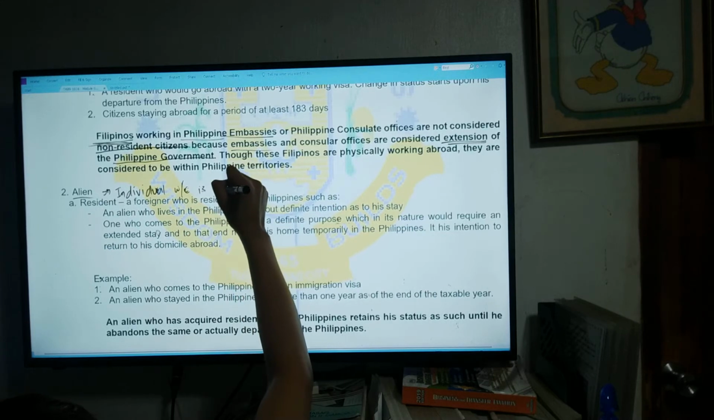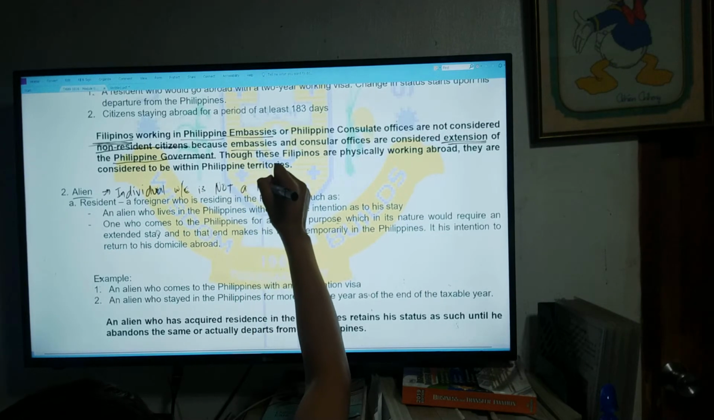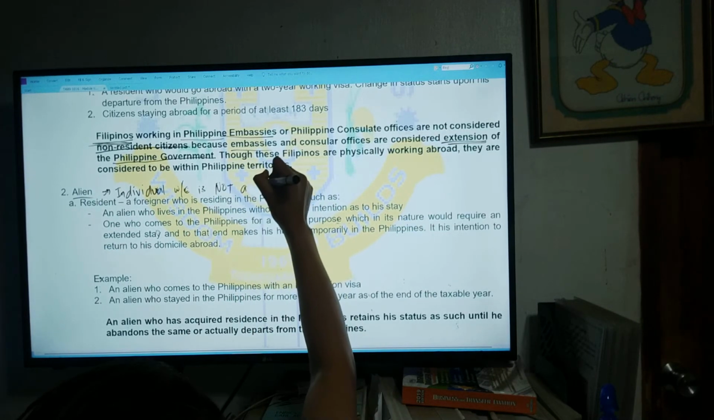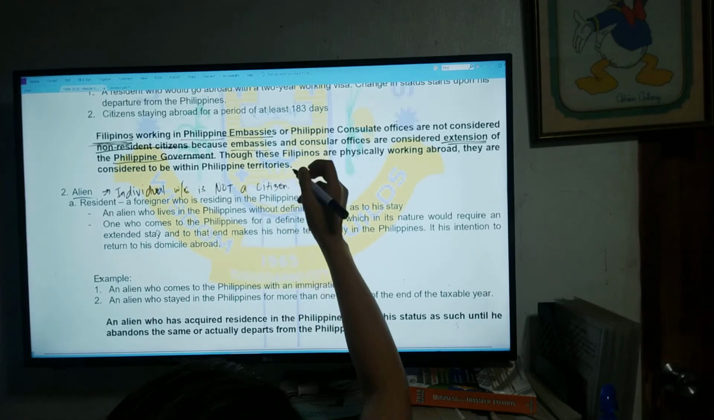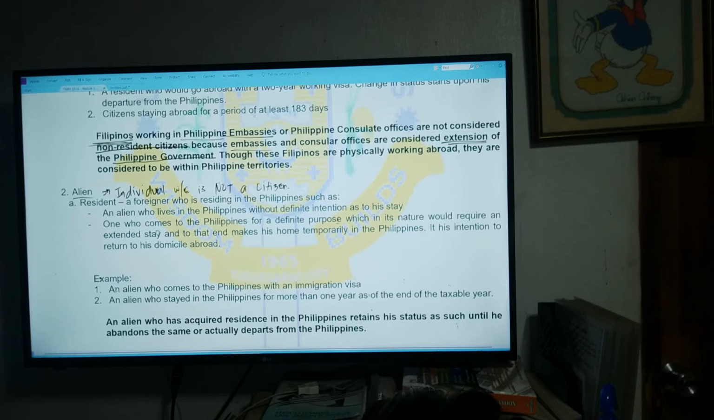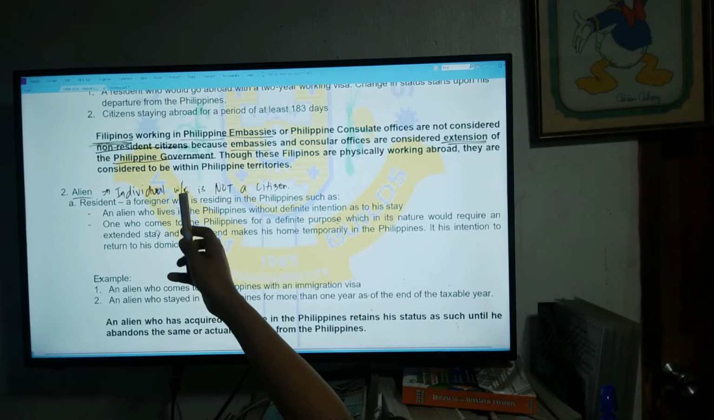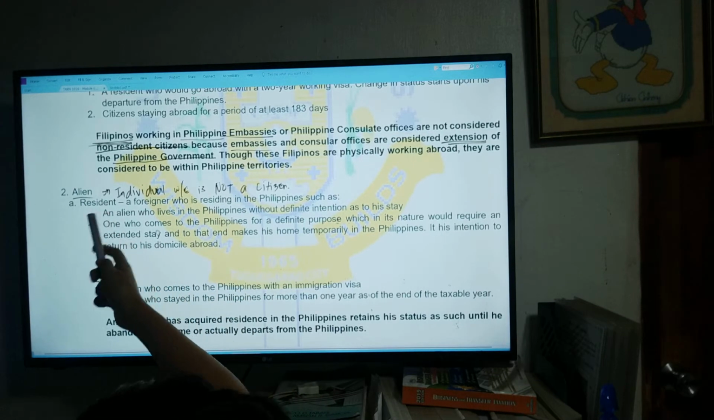which is not a resident or which is not a citizen, should say. Yun lang, basically. Okay? Basically. So, ang another word ng alien is a non-citizen. Okay? Wait lang. Parang ganito. Non-citizen. So, ginawa lang kasing alien para hindi magmukhang weird yung mga names ng taxpayers.